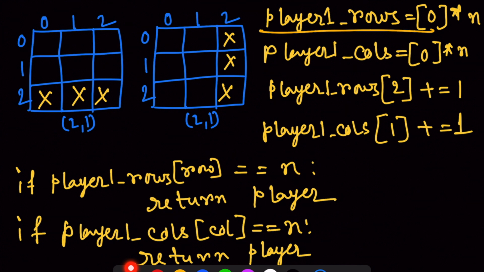Similarly, player 1 of columns of this column, for this particular column, if the value is n, that means the current player has marked all the cells in that column. Similarly, for player 2, we'll keep a different list and we'll just check using this rule.